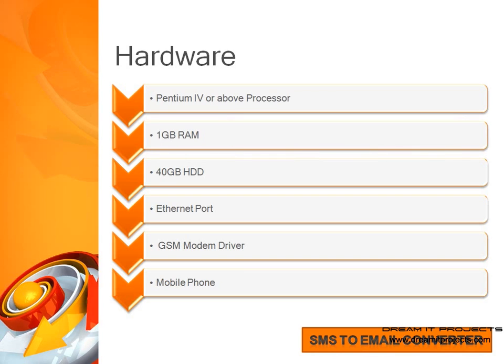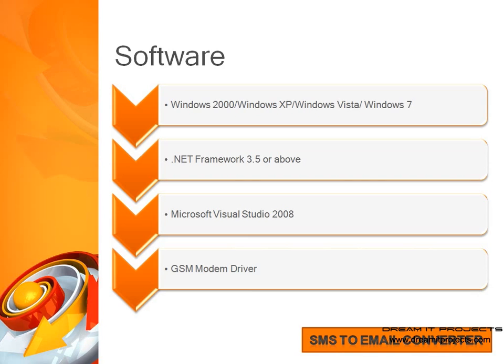Now let's see the hardware requirements. You will need a Pentium 4 or above processor, minimum 1 GB RAM, a 40 GB hard disk will do, an Ethernet port for the internet LAN cable, a GSM modem driver, and a mobile phone. The mobile phone is basically a GSM modem which is used to receive and send SMS. For software, basically any Windows from 2000 to Windows 7 or Windows 8, a minimum .NET Framework 3.5 version, Microsoft Visual Studio 2008 and a GSM modem driver.